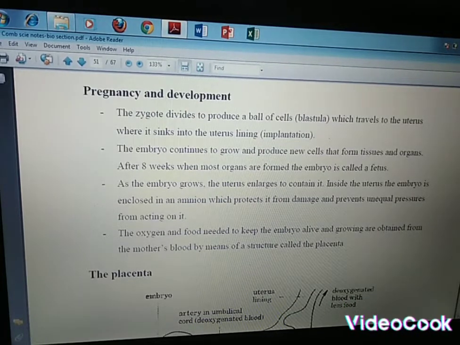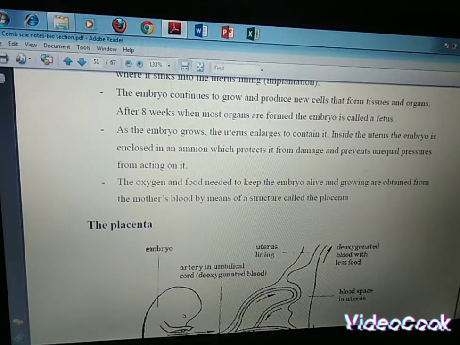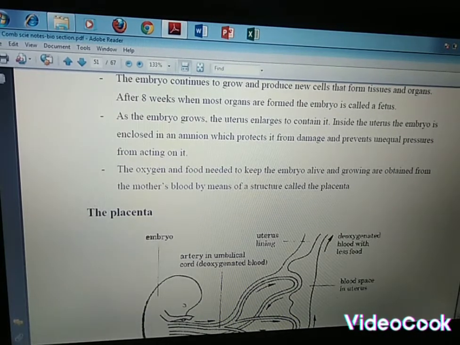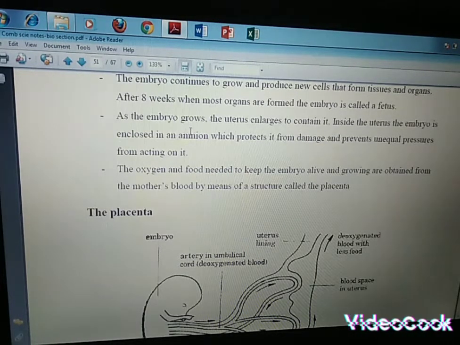Now on the pregnancy part, the zygote divides to produce a ball of cells, which we call the blastula, right? They travel to the uterus, where it is implanted. The embryo continues to grow and produce new cells that form tissues and organs. After 8 weeks, when most organs are formed, the embryo is called a fetus. So 8 weeks is 2 months, right? After 2 months, we have what we call a fetus. The blastula cells have developed now, and we have some little tiny organs. Now we have a fetus.